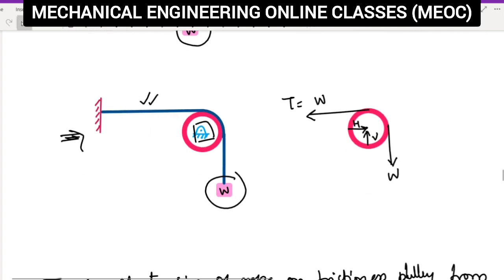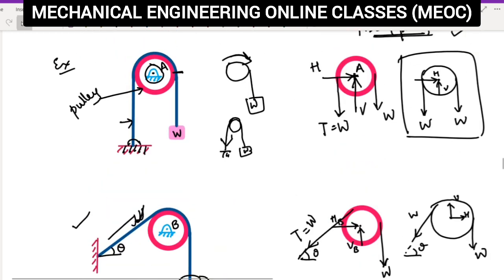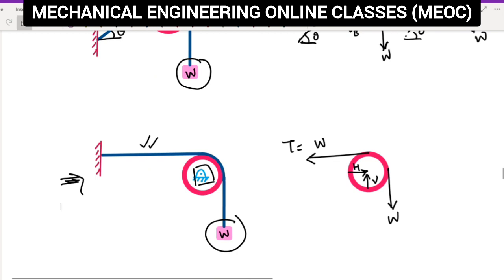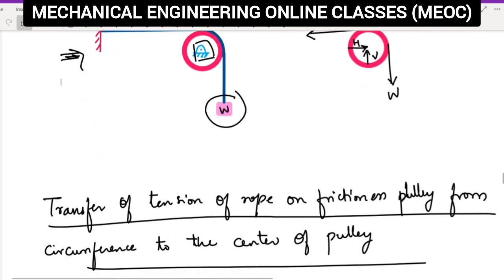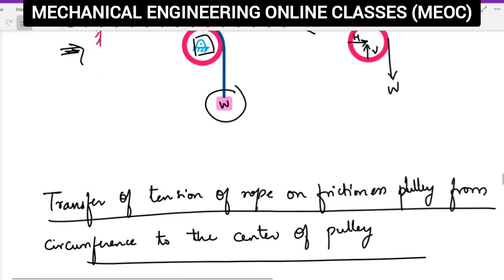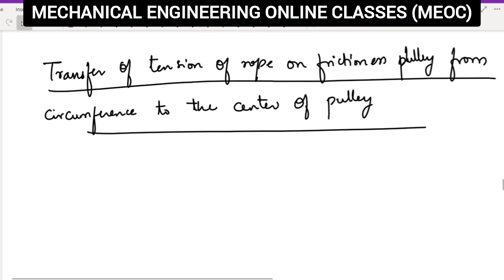So these are the different arrangements of rope and frictionless pulley, and we have just learned how to show the support reactions. Now, in all these examples, H and V were acting through one point and W were acting at some other point. So let us see if we can transfer these tensions and weights along the rope from the circumference to the center of the pulley.